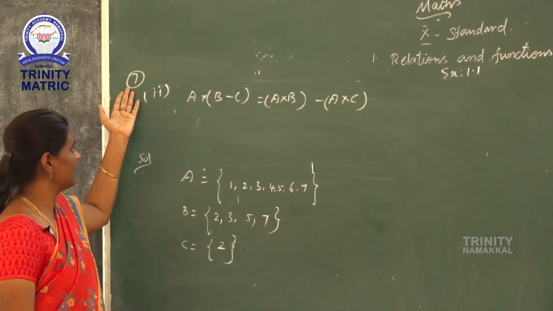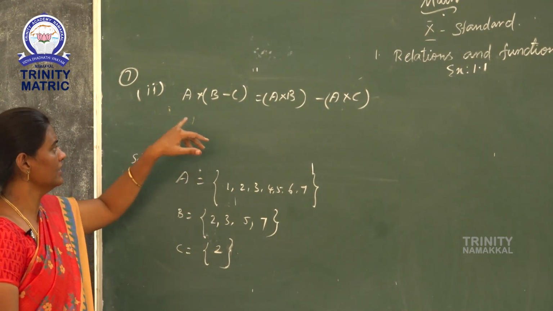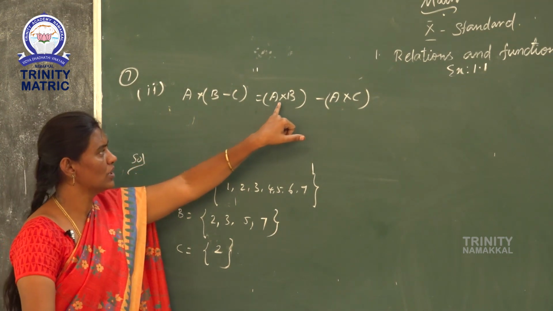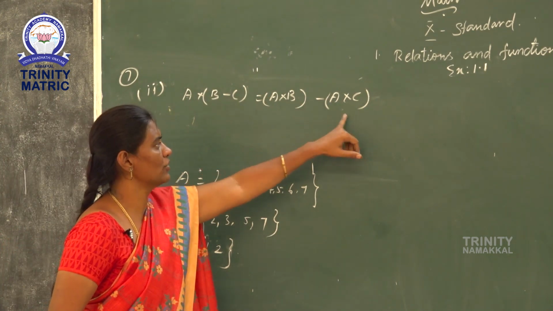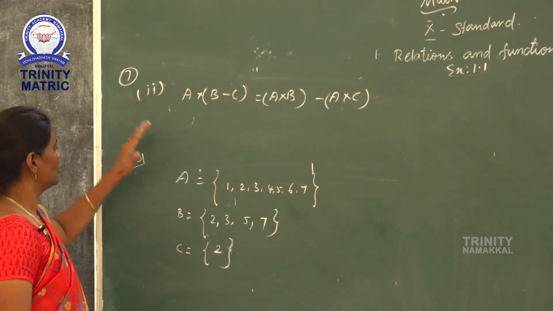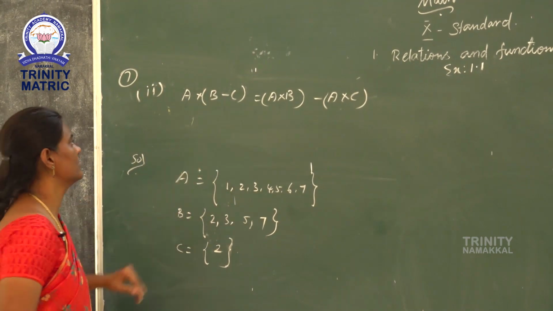Now the second subdivision of the 7th: A cross B minus C is equal to A cross B minus A cross C. Now we verify these sets. Set A, set B, set C are the same. Here we have to verify this one.